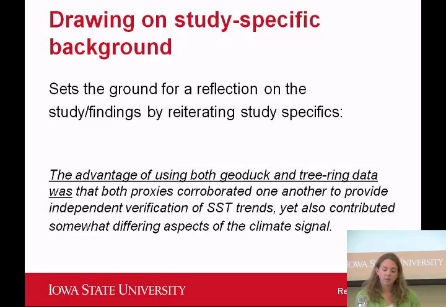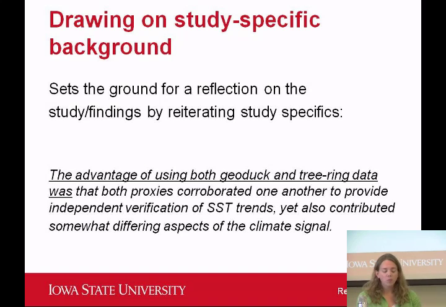Okay, the next step we want to discuss is called drawing on study-specific background. This step really helps set the ground for more reflection on your study or for recounting the principal findings. We can do this by talking about study-specific information, things like your methods or approaches, the experiment, procedures, analysis, hypothesis, research question, all of those details that go into making your study can be recounted here to provide a narrow framework for understanding the particular results.